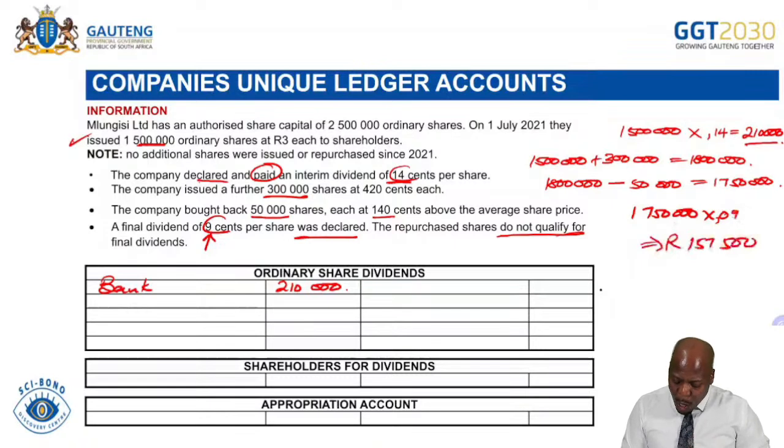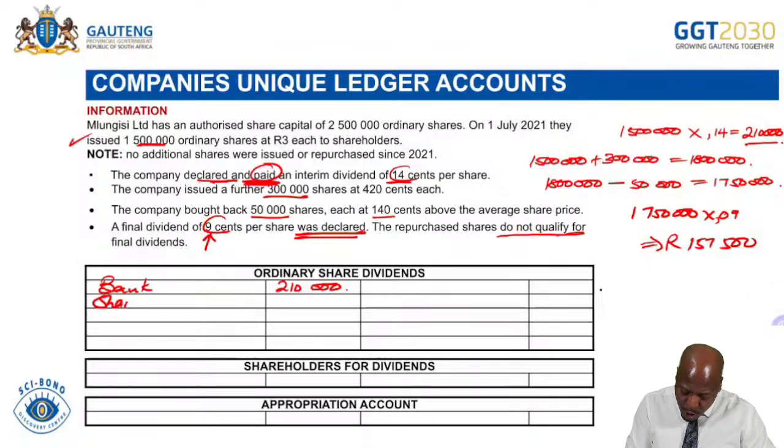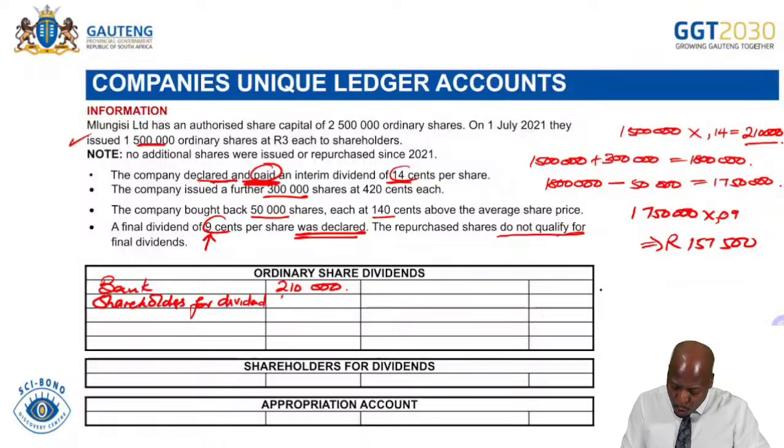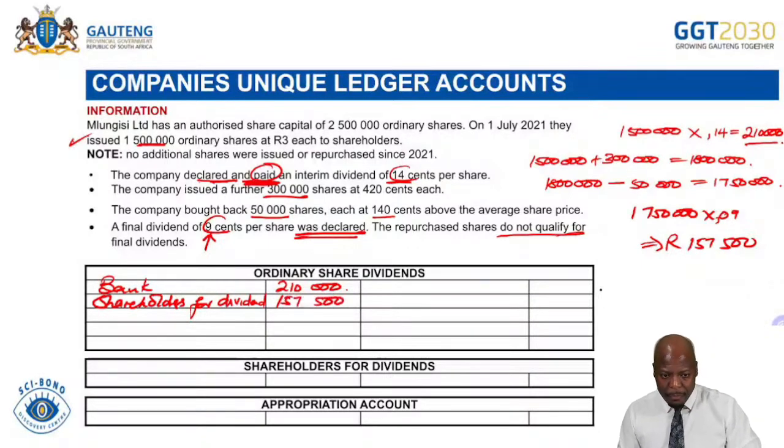Now, these ones were only declared, but these ones were declared and paid. So the ones that were only declared is the final dividends. They were not paid. They were only declared. So we'll come here, then we call them shareholders for dividends. Shareholders for dividends. And that is going to be your 157,500. Okay. And then that is it.